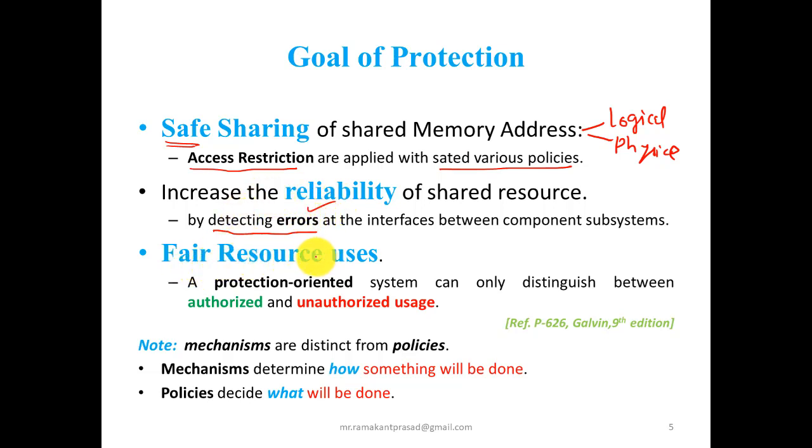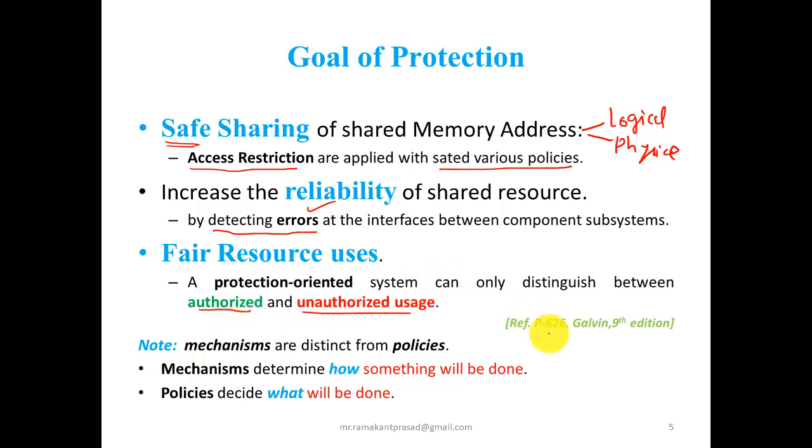Next point is fair resource use. Okay, fair means that the protection-oriented system can distinguish between authorization and unauthorization. If some users are authorized and an authorized user has access to use the resources, then it is fair. But if some users are not authorized and they access the resource, it is not fair, right? So for fair resource use, we can distinguish between the authorized and unauthorized uses of the resources. For that we need a protection mechanism to differentiate between authorized and unauthorized uses of the system.